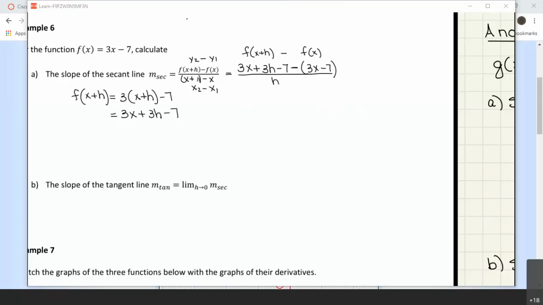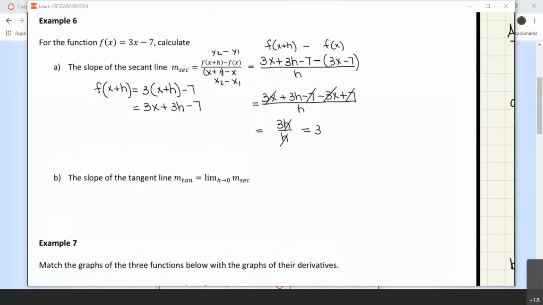Then all I need to do is a little bit of algebra in the numerator. I'm going to distribute that negative sign. That's going to give me minus x plus 7 over h. And if you look at this, the 3 x's cancel out. The 7 and negative 7 cancel out. And I get 3h over h. My h's cancel out, and that gives me 3.